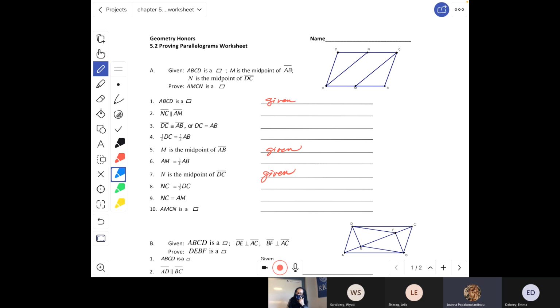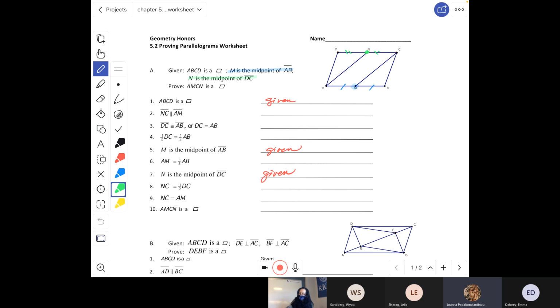Okay, so you've been given that ABCD is a parallelogram. So we know a lot just by that statement. But you have also been given the fact that M is the midpoint of AB. So if I know that, then I know these two are congruent, right? Now, I've also been given the fact that N is the midpoint of DC. So if N is the midpoint of DC, I know these two are congruent as well to each other. Okay? So that's just from the information.